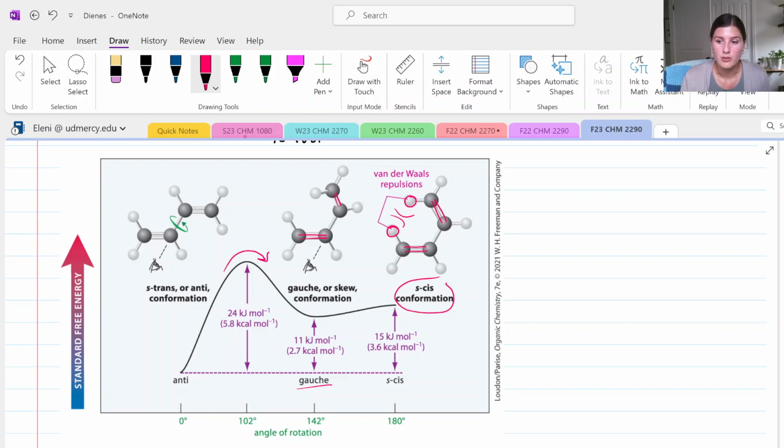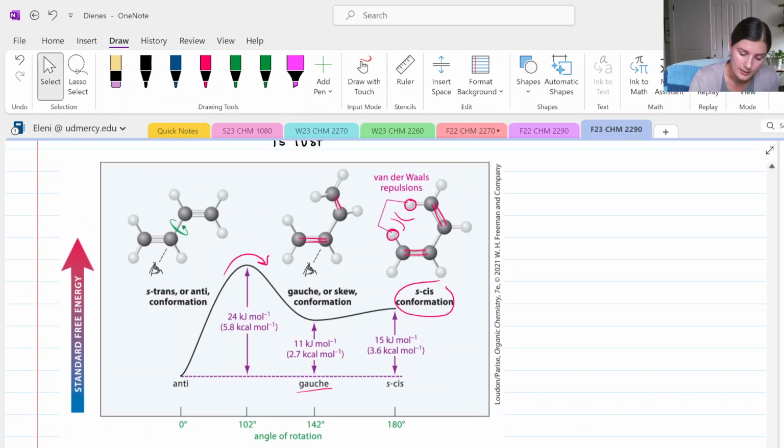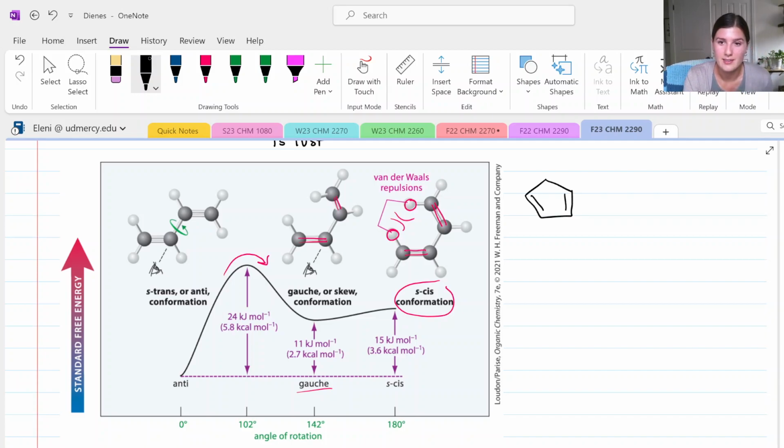And now some molecules are locked or restricted to being in a trans or a cis conformation. For example, this is a common diene that you'll see. Draw it on the side here. 1,3-cyclopentadiene. Because the diene is part of a ring, this is locked into the cis conformation.